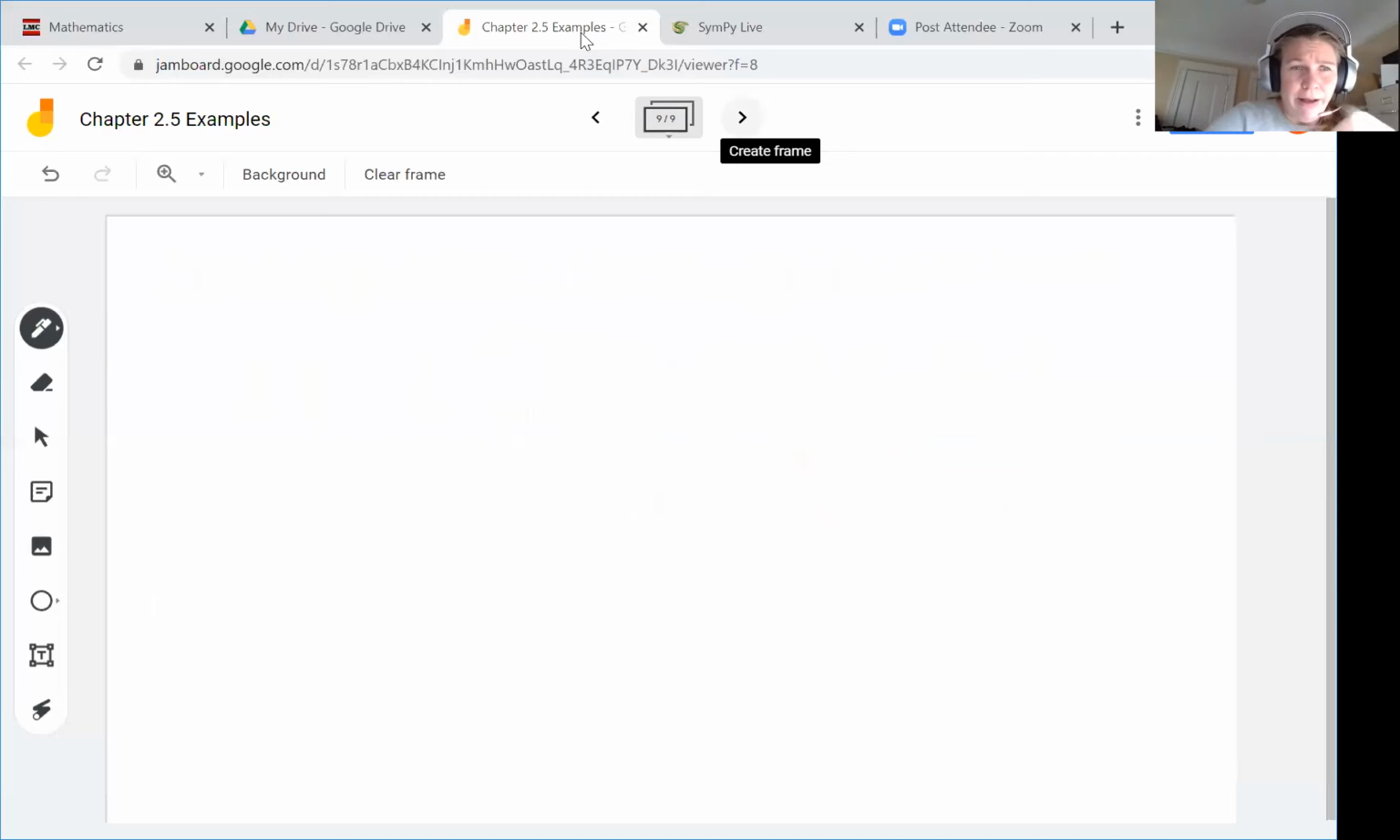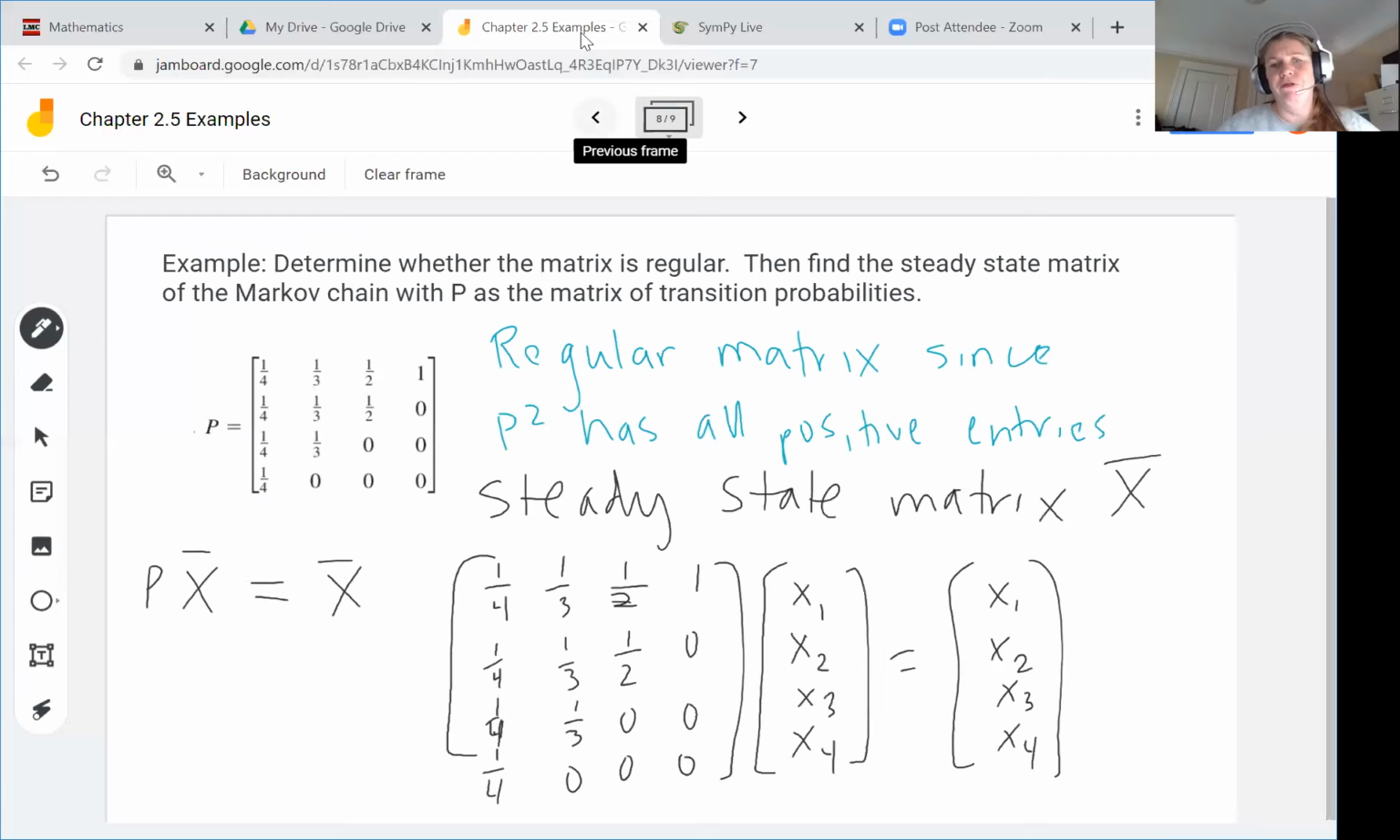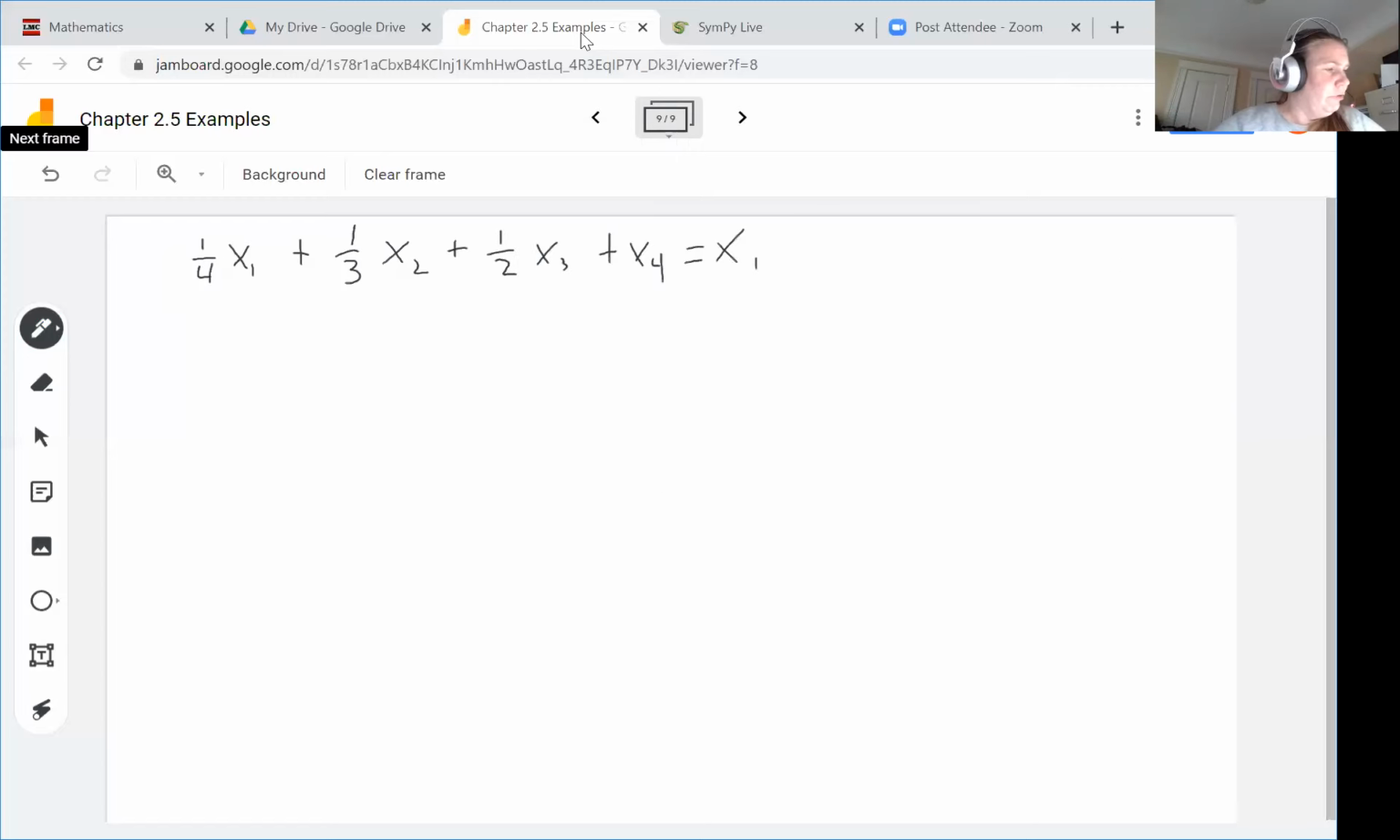So we are going to have 1/4 x1 plus 1/3 x2 plus 1/2 x3 plus x4 equals x1. And that is based on this first coefficient matrix times the column matrix x1 through x4, and that shall be equal to x1 through x4.